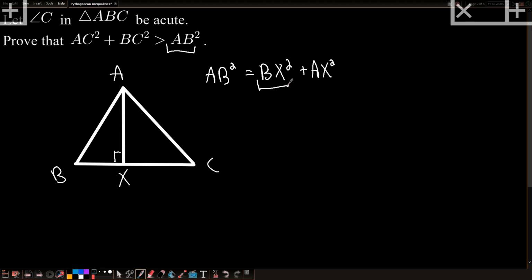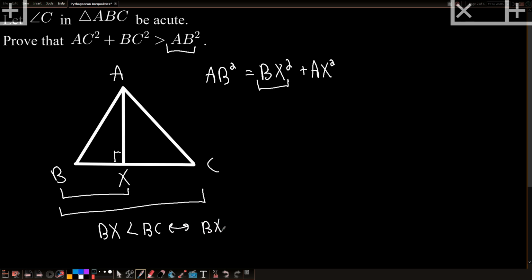Let's look at BX squared. Because BX is a portion of the side BC, we know BX has to be strictly less than BC. So BX is strictly less than BC, which also implies that BX squared is less than BC squared.